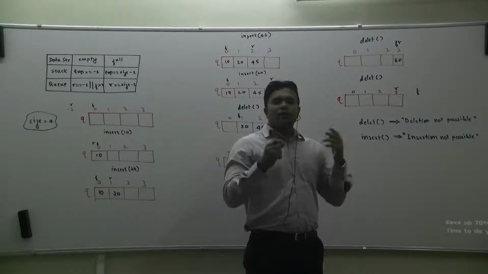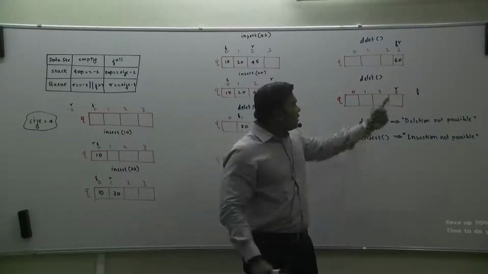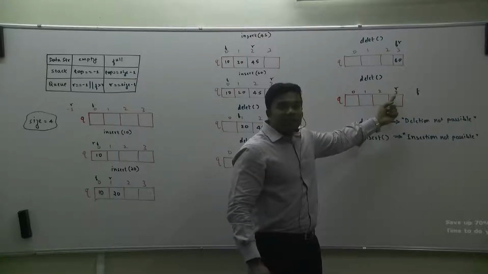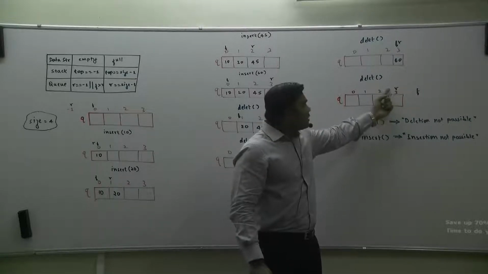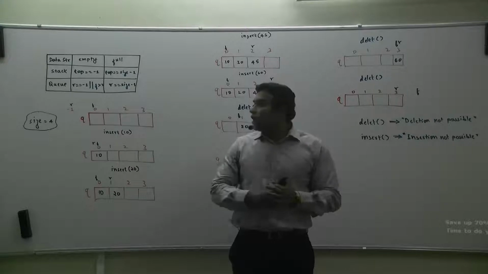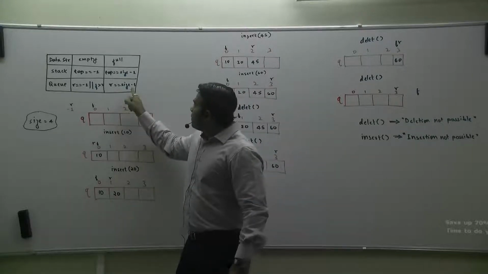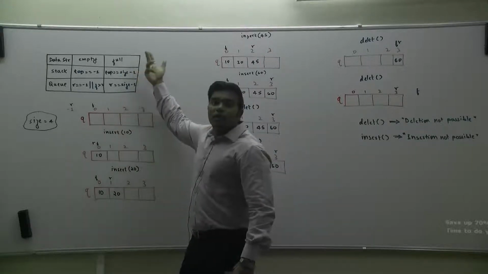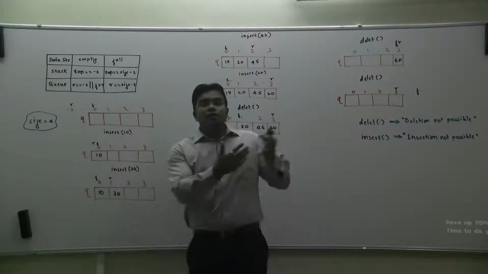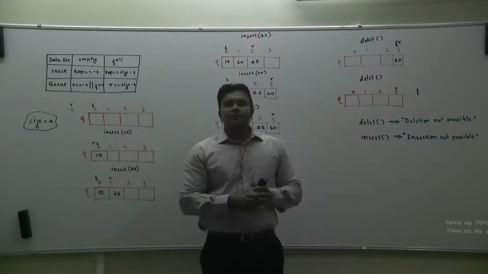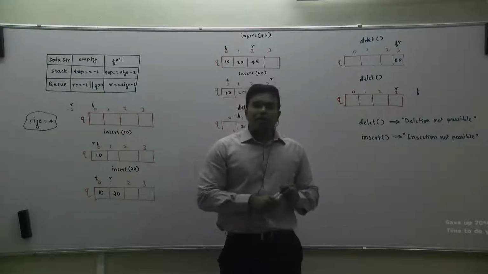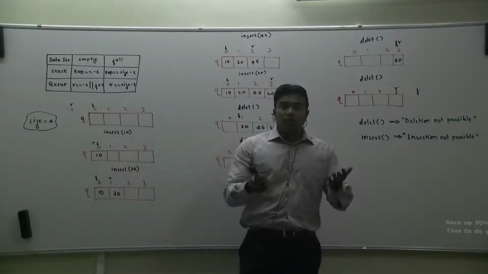Why will we get that, sir, you may ask. You only check, the rear value is 3. In other words, whenever the rear value is size minus 1, the queue is considered to be full. And when the queue is full, how will you insert? You can't insert.